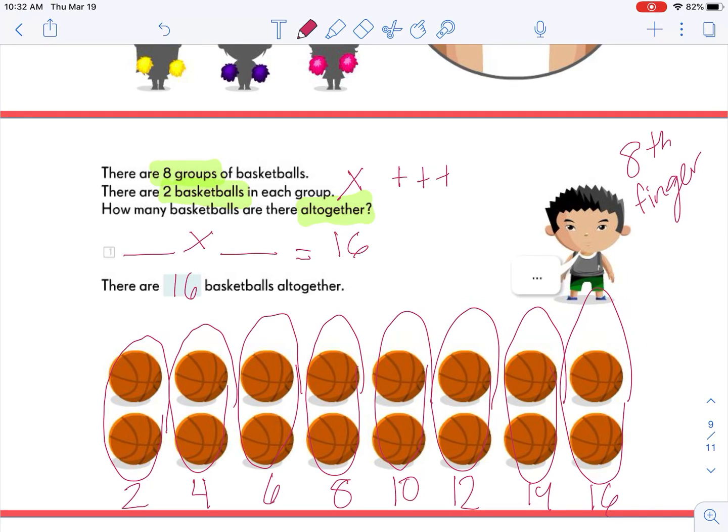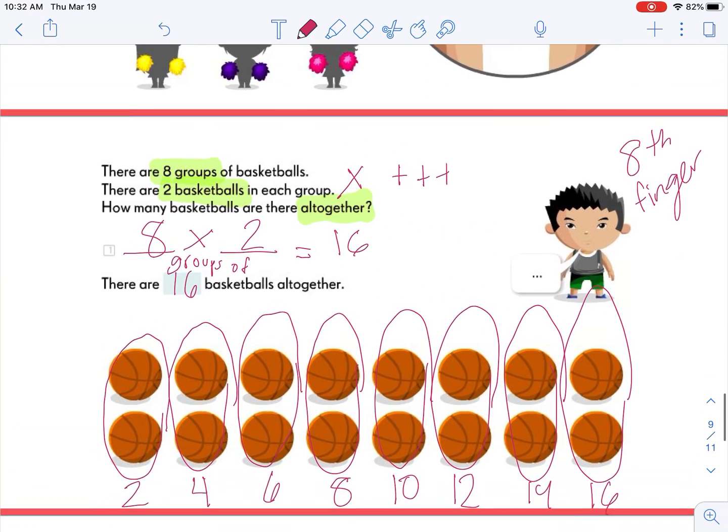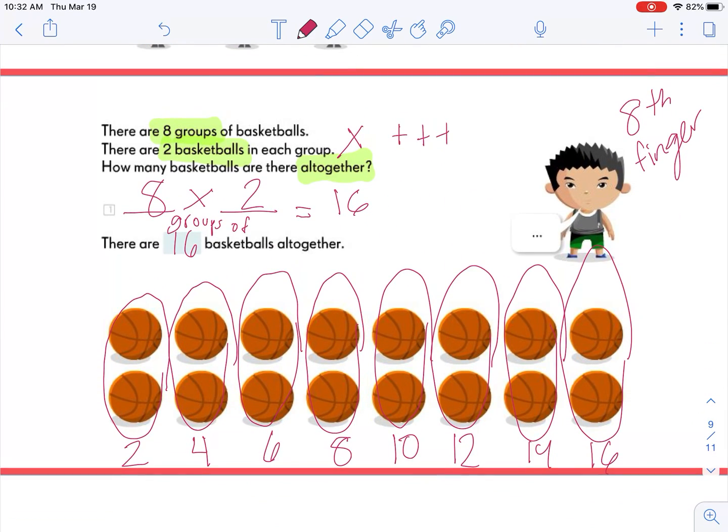All right, if you just unpause, I'm hoping you have the answer. We have 8 groups of. Remember that times means groups of. We have 8 groups of 2 basketballs in each, which gives us 16 basketballs altogether. All right, so skip counting by 2's is really important because it helps us count quickly, and that ultimately helps us do our math in a faster way.